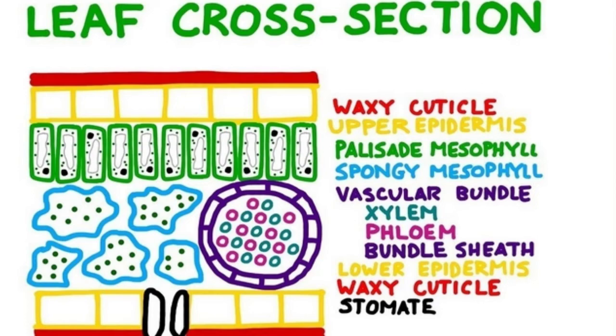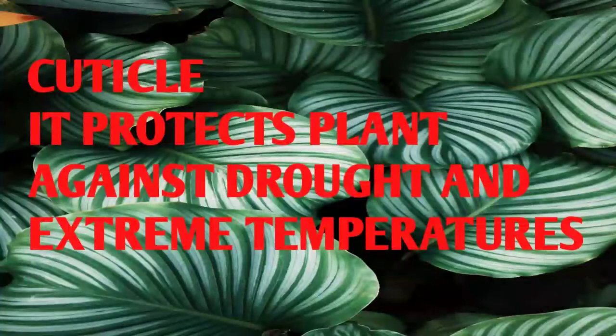Let's study the first part. It is cuticle. Cuticle protects the plant against drought and extreme temperatures. This is the function of cuticle.